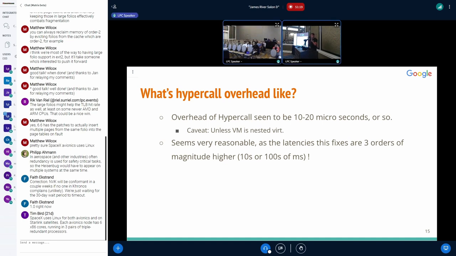One of the things we were concerned about when we started looking at this earlier this year is what the hypercall overhead is like. Can we make hypercalls often and get away with it? We did some tests, and on today's hardware, hypercalls are very, very fast, unless you have nested virtualization turned on. The latencies that we're fighting are tens or sometimes hundreds of milliseconds, so a 10 or 20 microsecond overhead for a hypercall is not a big deal.